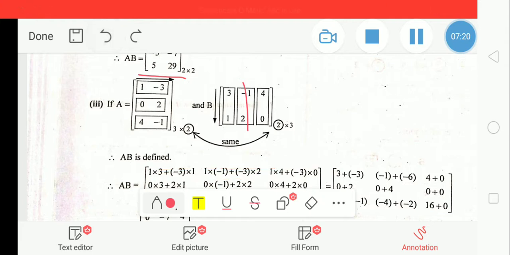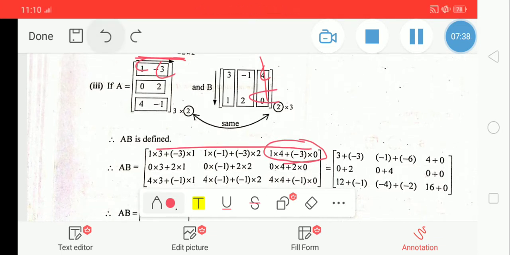Now first row and third column. So first row and third column means this is the third column, this is position 1 multiplied by 4 and minus 3 multiplied by 0.